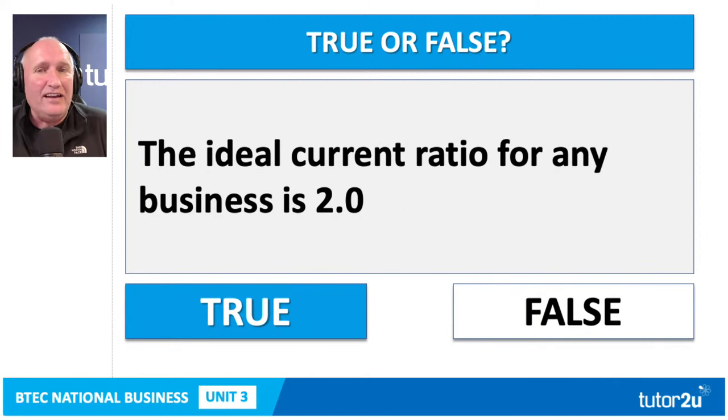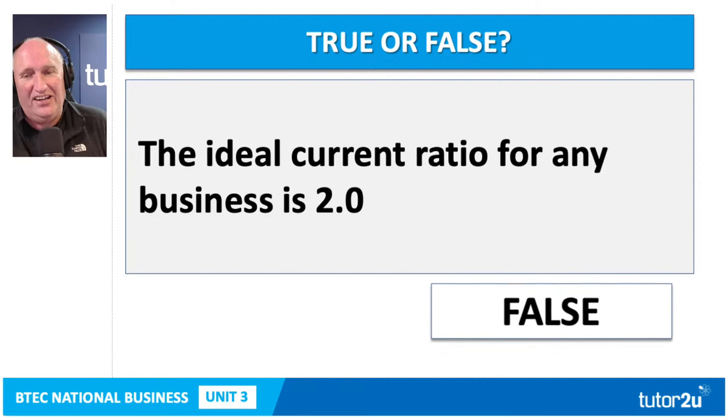And last one, is the ideal current ratio for any business 2.0, true or false? If somebody came along to you, in fact, one or two of the textbooks say things like this, the ideal current ratio for a business is 2.0. Is that true or false? The ideal current ratio. Is there such a thing as an ideal current ratio? Could be, couldn't there? Well, it must be because the textbooks say there is. But Graham and others are straight in there saying false, and it is indeed false.